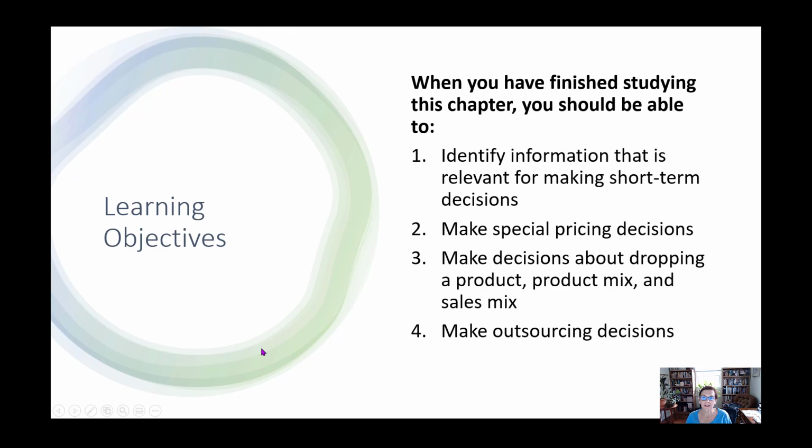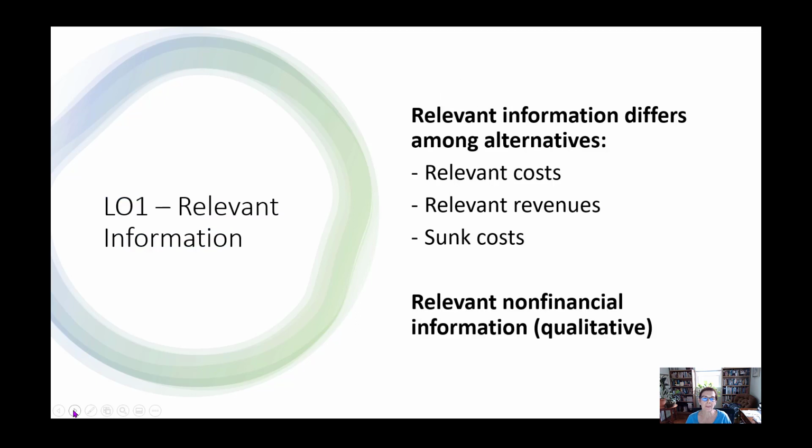So when we're done studying this chapter, you should be able to identify relevant information. This is really the key to this whole chapter: what is relevant information? And then these are applications that we're going to use with relevant information. We're going to make special pricing decisions, make decisions about dropping a product, product mix and sales mix, and finally outsourcing decisions. So relevant information is information that differs among alternatives.